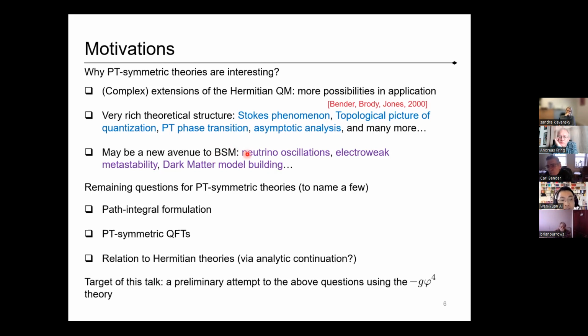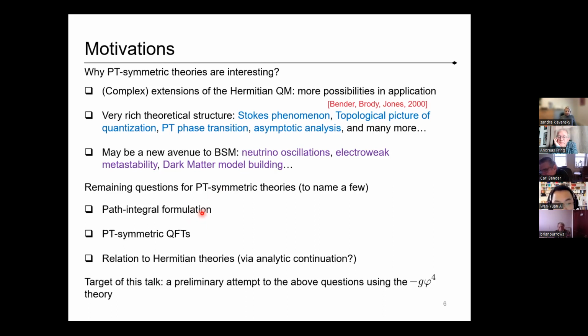But actually, there are still many questions that have not been answered in PT-symmetric theories. Here, I will mention three. For example, from my understanding, I still do not see a first principle derivation of the path integral formulation of PT-symmetric theories. I will explain this later.